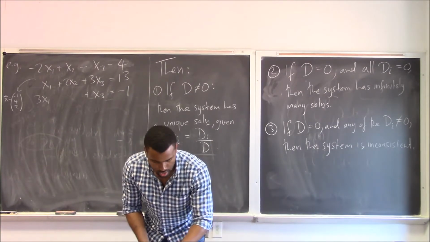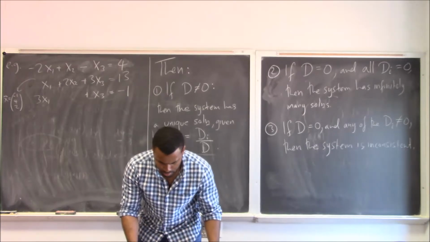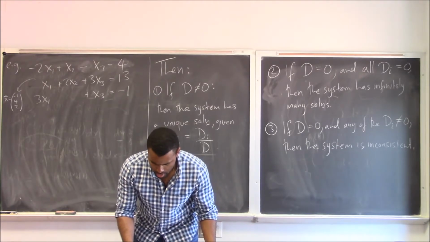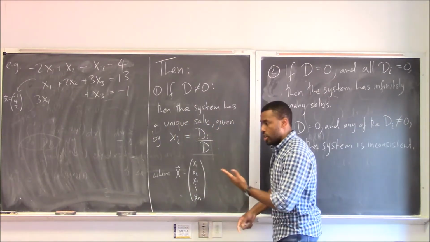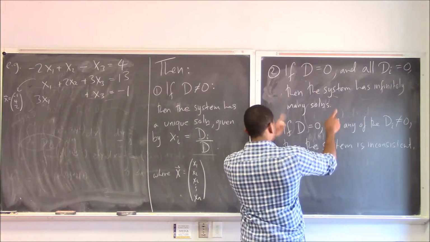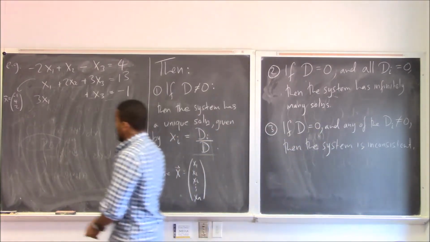Cramer's rule should give us that there's a unique solution. And you can verify the other parts with the other two. I gave an example that was inconsistent and an example that had infinitely many solutions. You can do something similar to this and show that these things actually happened in that case.